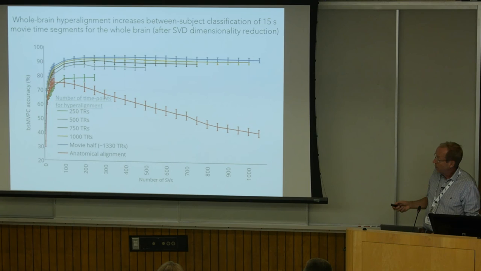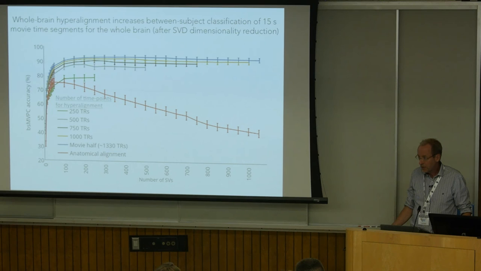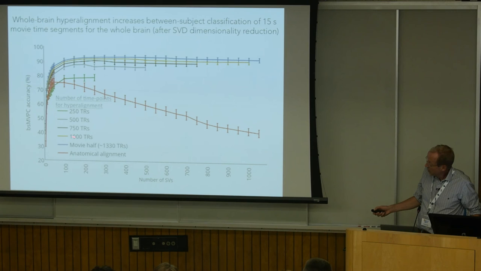Now, another thing people always ask us is, geez, this is great, but do I really have to waste a whole hour of scanning time to have people watch this movie? And this analysis was also done with shorter data sets. So just using 250 TRs, 500, 750, or 1,000 TRs. So this is about 45 minutes. This is about half an hour, okay?